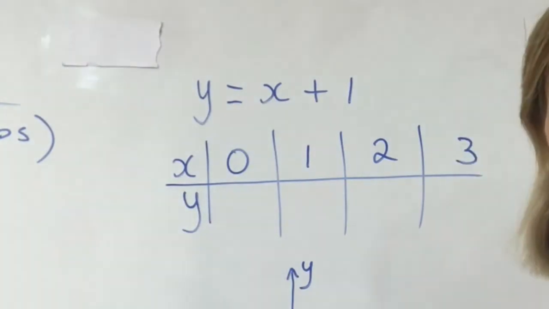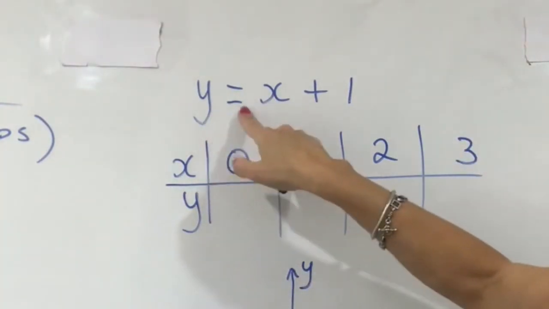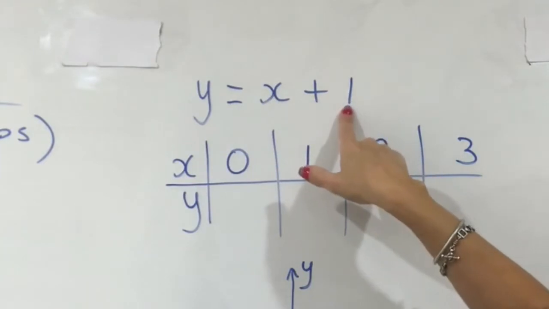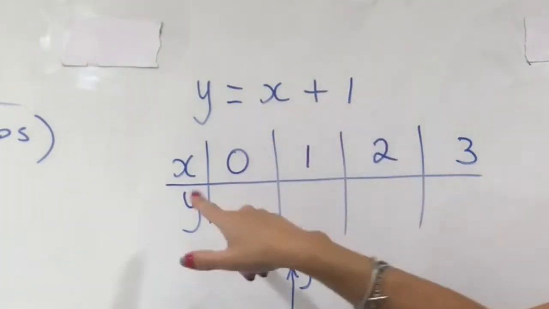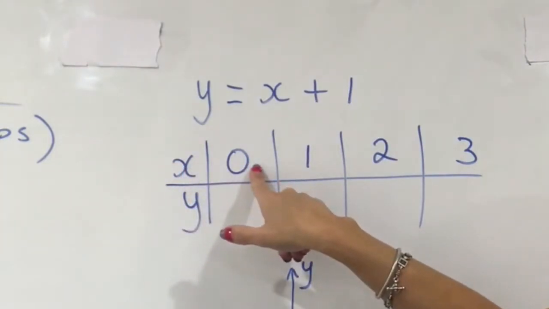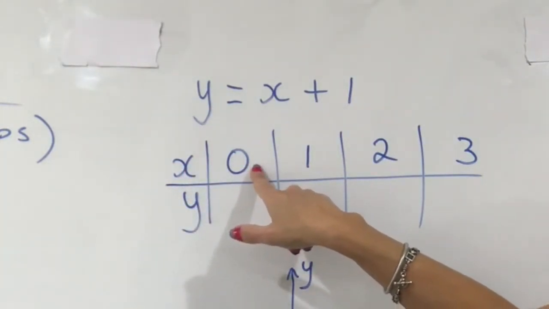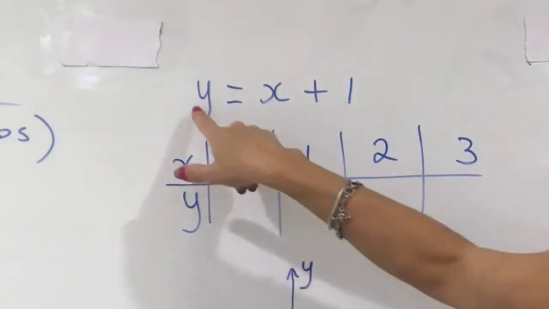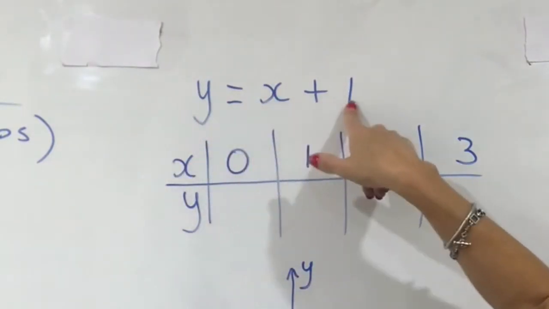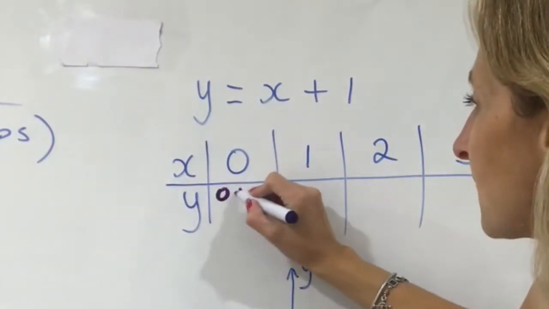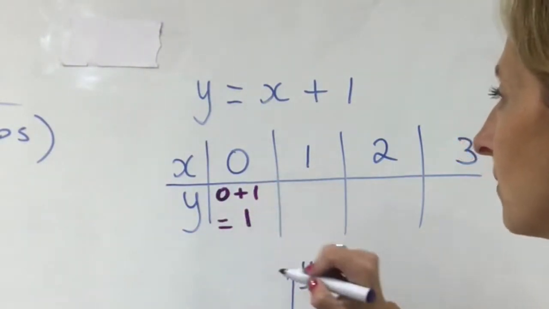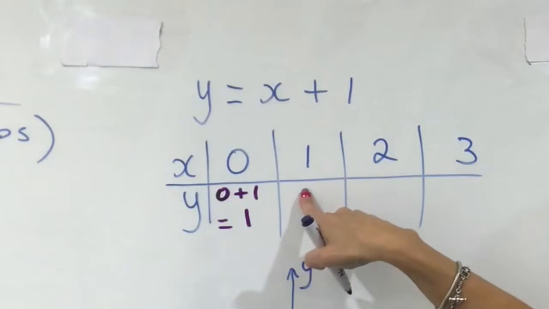So let's see. If I know that y equals x plus 1, you will have done algebra already and you should know how to substitute. So here we're saying that x equals 0. If x equals 0, what is y going to equal? y equals x plus 1, so y is going to equal 0 plus 1. Well, that equals 1. Let's move on to the next one.